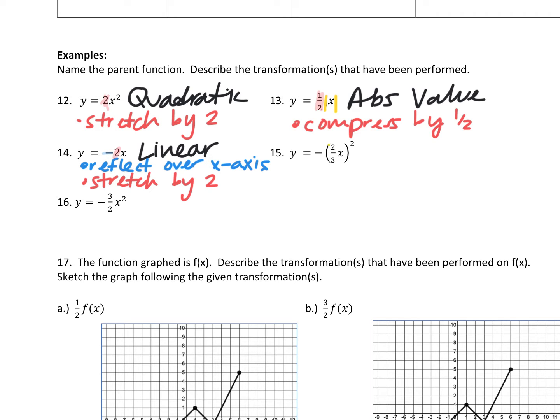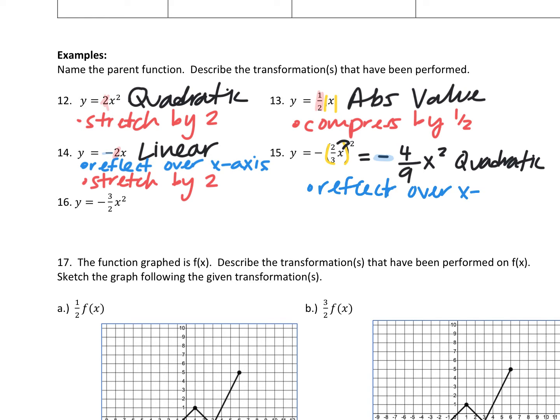Number 15 is kind of strange because you have this 2/3 in the parentheses. So we're going to fix it. If I distribute the 2, the exponent of 2, it would become negative 4/9 x squared, because 2 squared is 4 and 3 squared is 9. So now we can say, okay, so it's quadratic. And it was reflected because of that negative sign in front. Reflect over the x-axis. And the 4/9 causes it to compress, get wider, by a factor of 4/9, meaning my y values will get 4/9 the size.